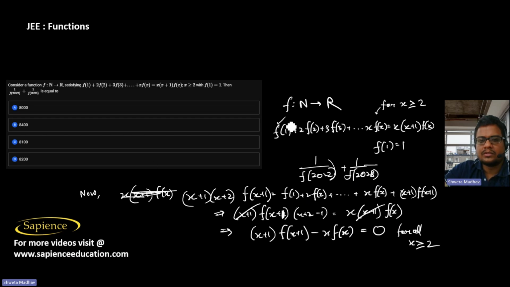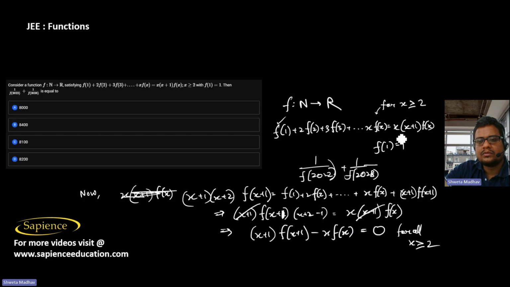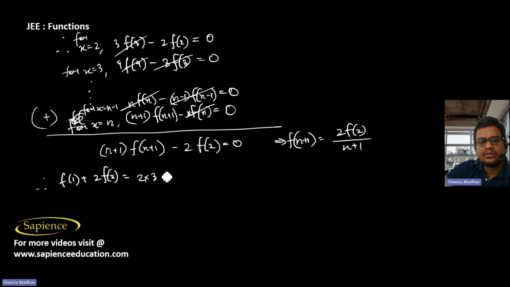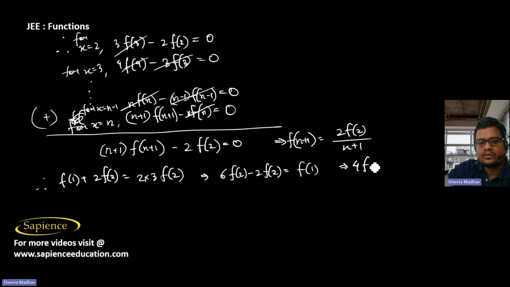So here suppose we put x equal to 2. Then we will get f(1) + 2 f(2), that will be equal to 2 into 3 into f(2). So therefore we can say 6 f(2) minus 2 f(2) is equal to f(1). Now f(1) has been told that is equal to 1. So therefore I can say 4 f(2) is equal to 1. So therefore f(2) will be equal to 1/4.